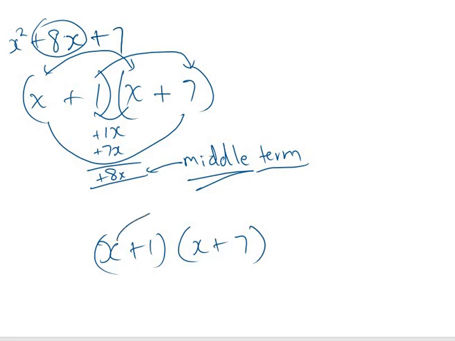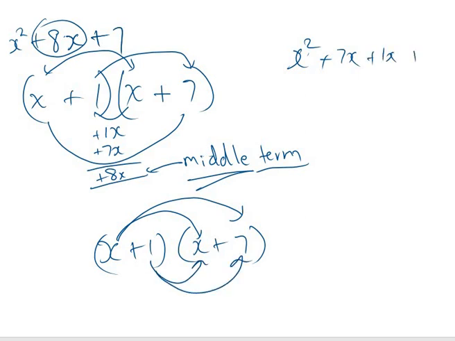If you were to check it back: x times x is x squared. x times 7 is 7x. Then 1 times x is 1x. And 1 times 7 is 7. When you're simplifying that, the middle terms are like terms. 7x plus 1x is 8x. The last term is 7. So it really works. So this is our solution factorized: x plus 1 and then x plus 7.